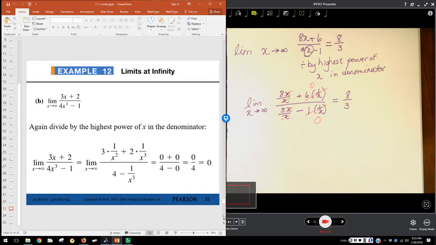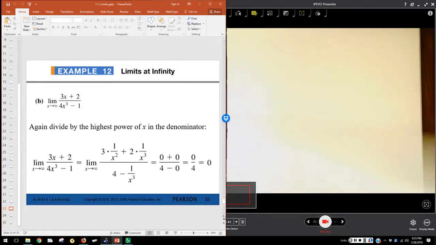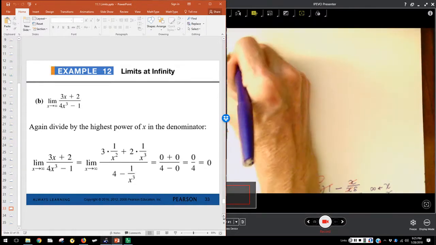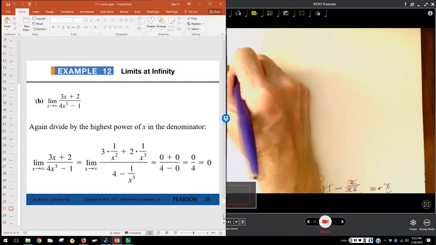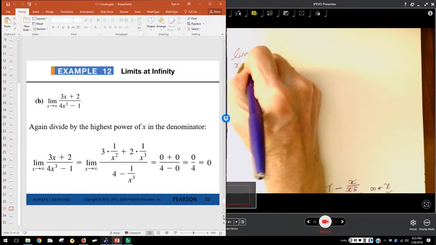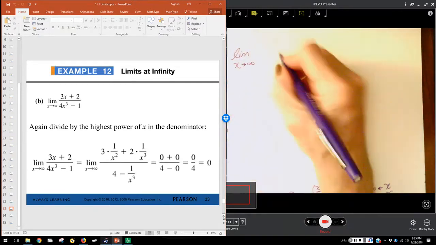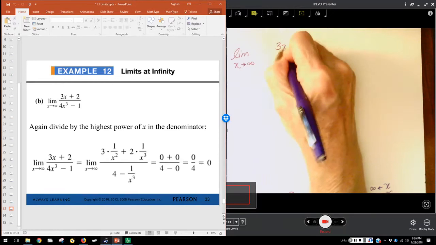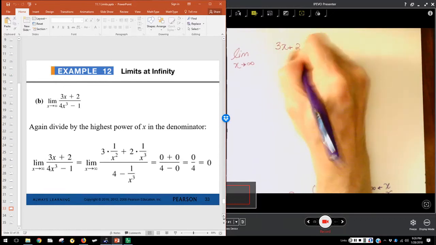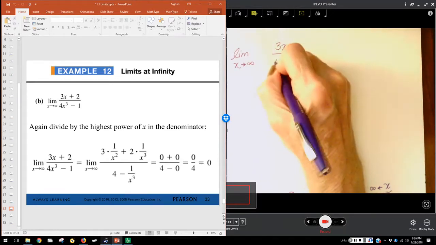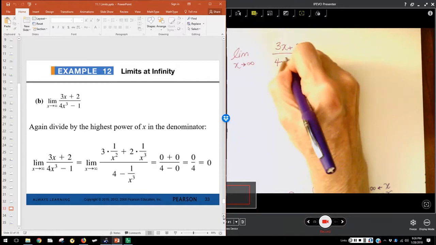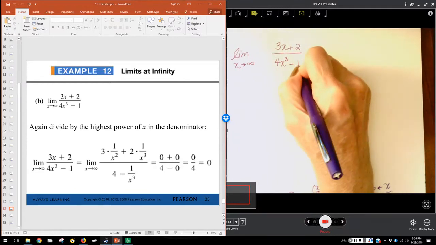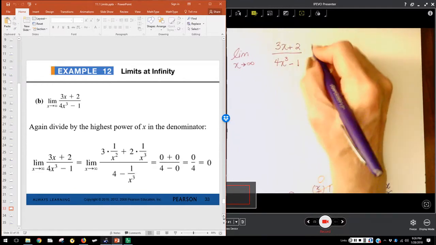Another example. We're going to take the limit as x approaches infinity, or grows without bound, of the expression 3x plus 2 over 4x to the third minus 1. And we're going to use the same technique.